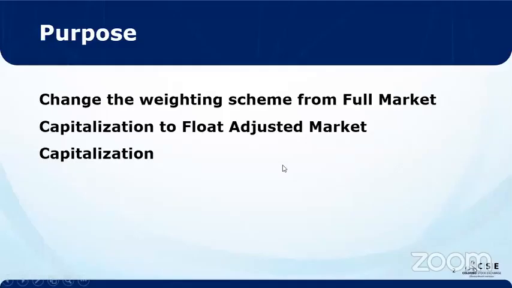The objective, or the purpose rather, of this particular exercise is to change the weighting scheme from full market capitalization to the float adjusted market capitalization. I believe everyone is familiar with what the full market capitalization means. And the float adjusted market capitalization means a part of the full market capitalization that is available for public to trade on day-to-day basis. As you know, if you take the issued quantity completely, the entire issued quantity will not be available for public to trade on day-to-day basis.